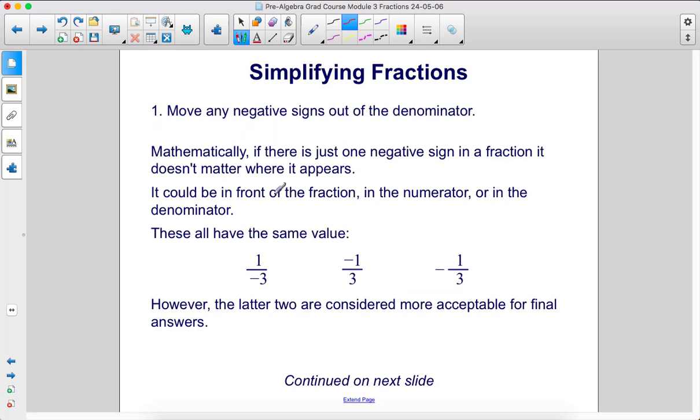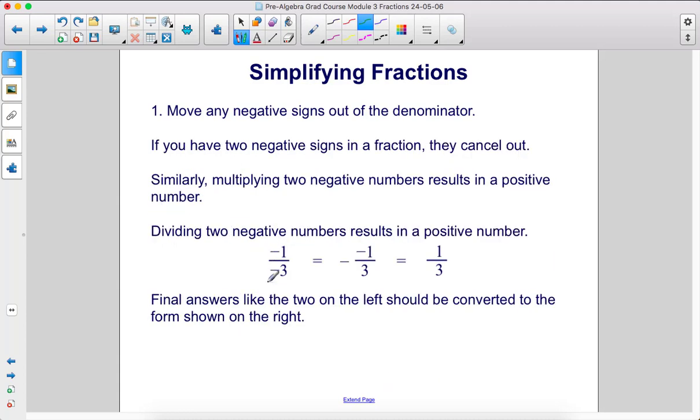Mathematically, if there's just one negative sign in a fraction, it doesn't matter where it appears. It could be in front of the fraction, like here. It could be in the numerator, and technically it could be in the denominator. These are all equivalent. However, we don't really do this. It's not standard to put the negative sign down here. If anything, move it out front. You could leave it in the top. These are more acceptable ways to have that negative sign.